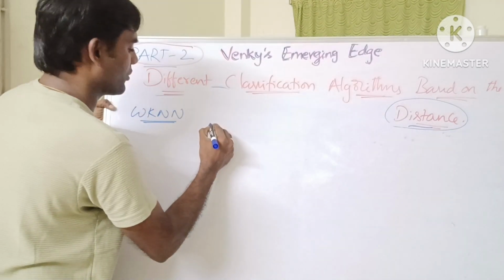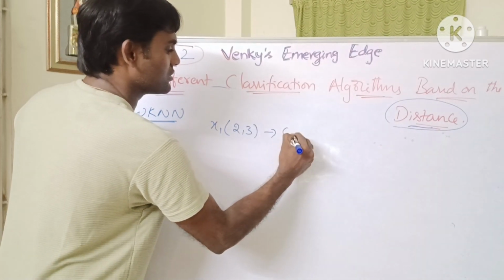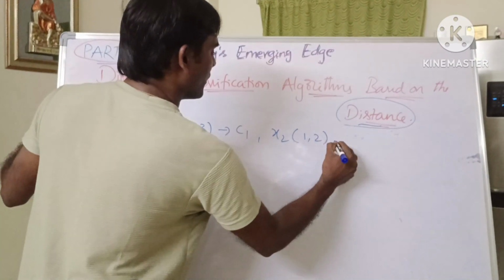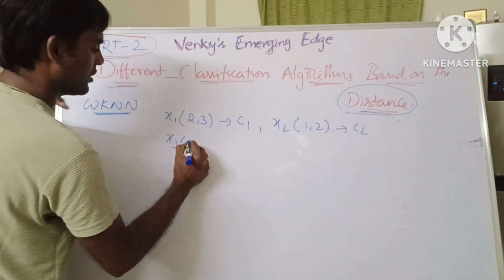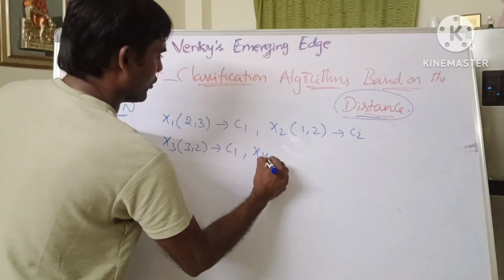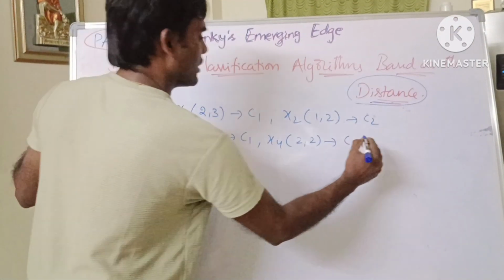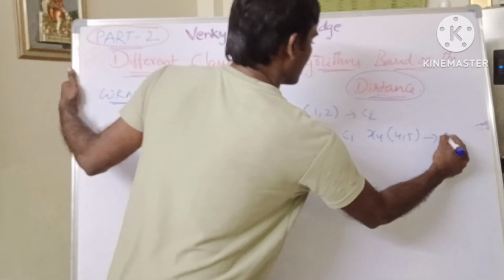Here also, for example, x1 sample 2 comma 3 belongs to the C1 class. x2, 1 comma 2, belongs to the C2 class. x3, 3 comma 2, belongs to the C1 class. x4, 2 comma 2, belongs to the C1 class. x4, 4 comma 5, belongs to the C2 class.